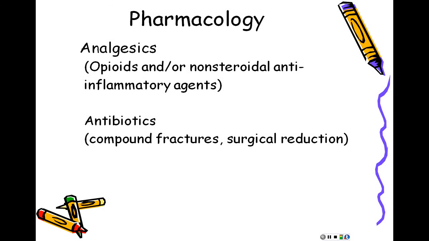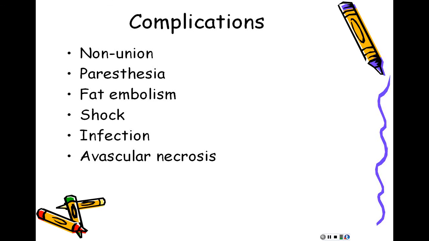As far as pharmacology, we typically see opiates and non-steroidal anti-inflammatory agents being used for the patient that has sustained a fracture. The person may also be ordered antibiotics. This is for compound fractures and also for surgical reductions. With any type of surgical procedure, the patient may need prophylactic antibiotics to decrease the risk for infection.